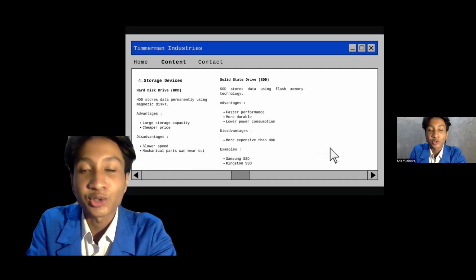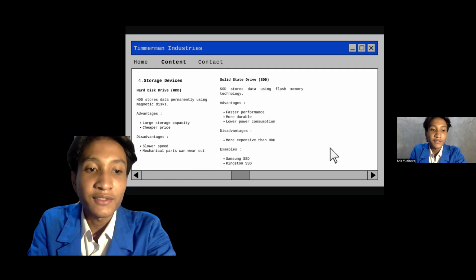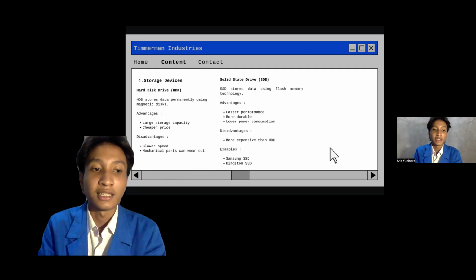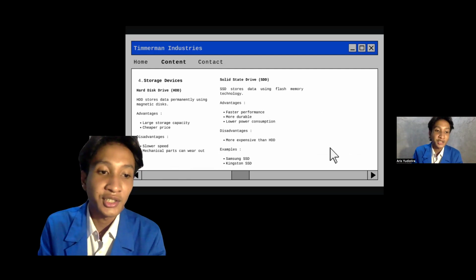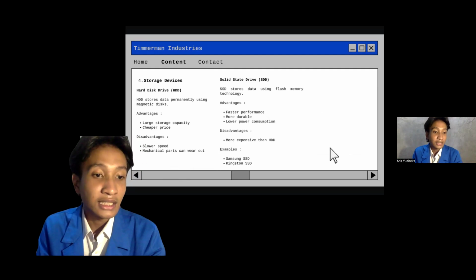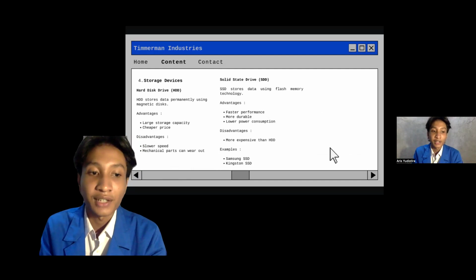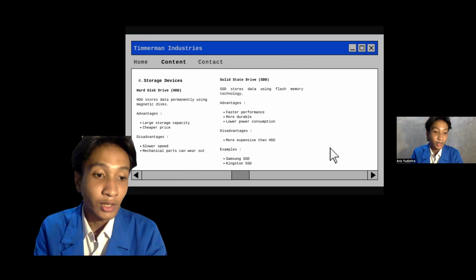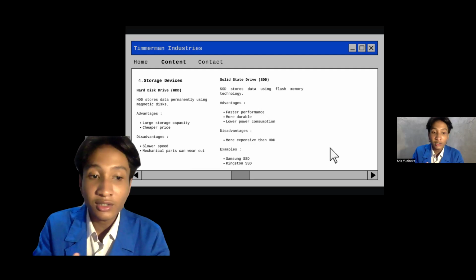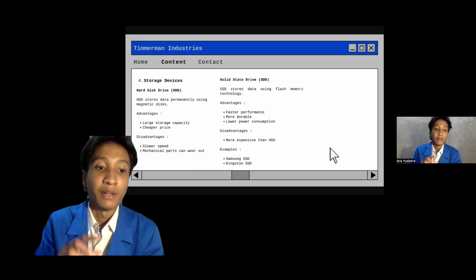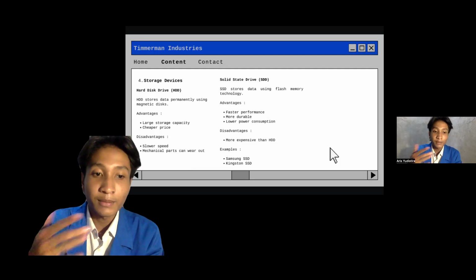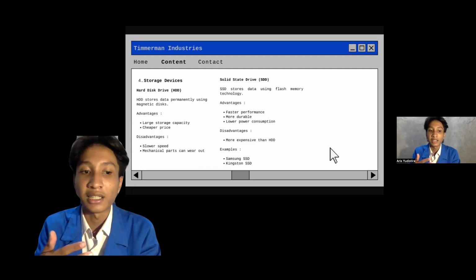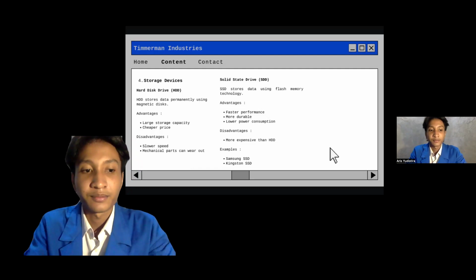Number four is a storage device. Storage devices are used to save data permanently. There are two common types. Number one is HDD, or hard disk drive. And the second one is SSD, or solid state drive. The first one, HDD, has larger capacity and lower price, but it is slower. SSD is faster, more durable, and uses less power, but it is more expensive.